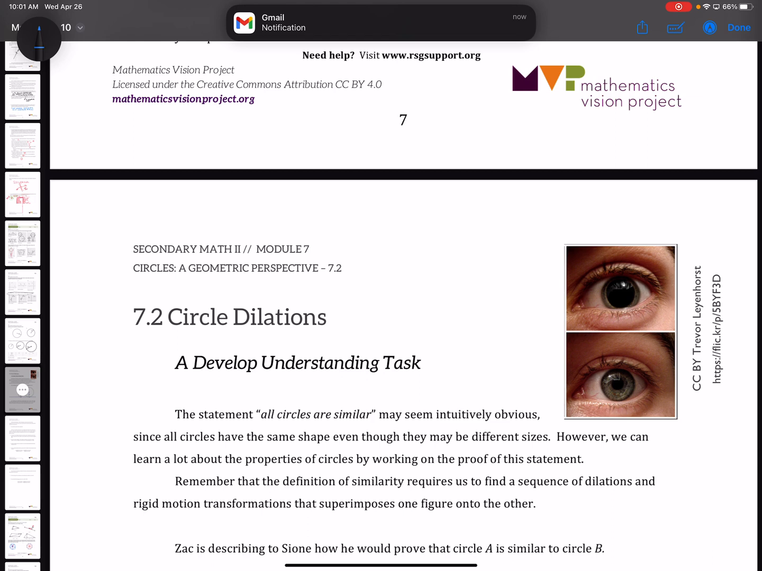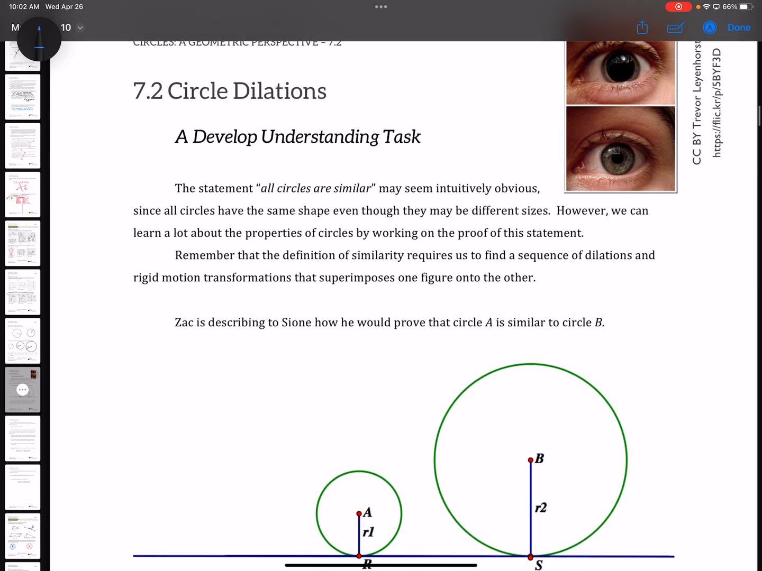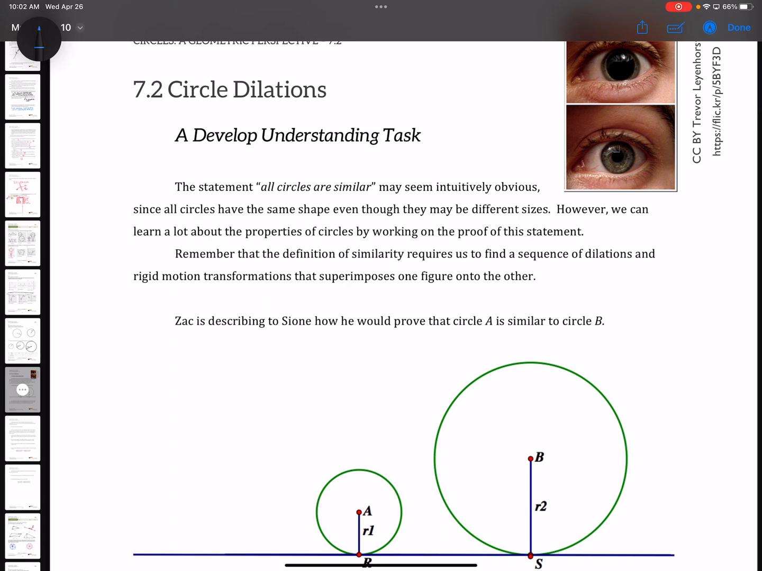The statement "all circles are similar" may seem intuitively obvious, since all circles have the same shape, even though they may be different sizes. However, we can learn a lot about the properties of circles by working on the proof of this statement. Remember that the definition of similarity requires us to find a sequence of dilations and rigid motion transformations that superimposes one figure onto the other.